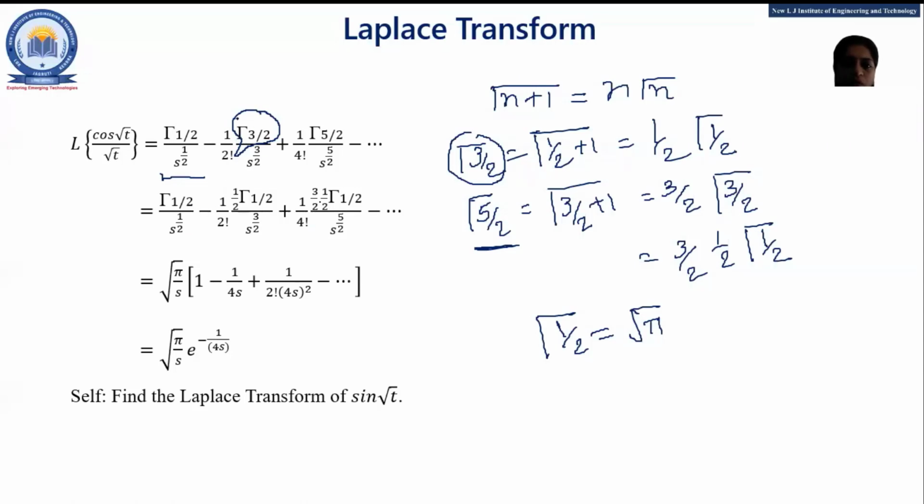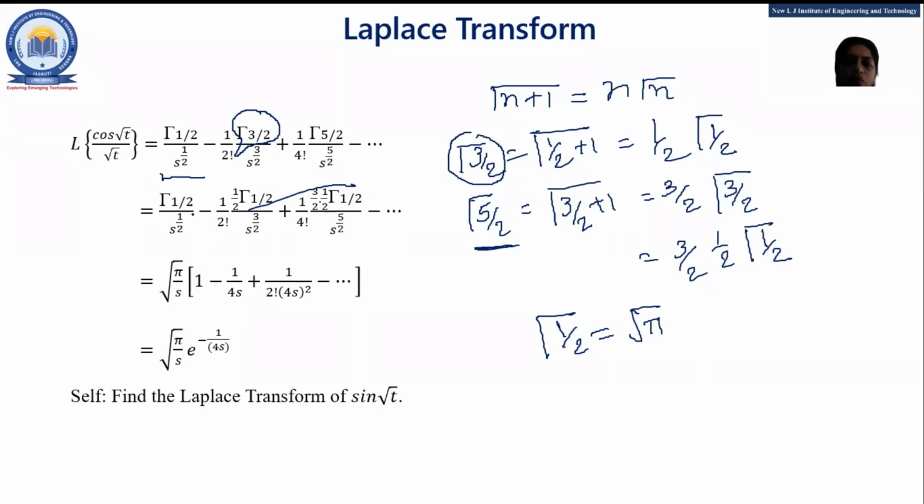So now see, the first term is gamma 1 half upon s raised to 1 half. The second term is 1 by 2 factorial, and this gamma 3 by 2 is 1 half gamma 1 half. This gamma 5 by 2 is 3 by 2, 1 by 2, gamma 1 half, with s raised to 5 by 2 kept the same. Now, in all numerators there is gamma 1 half, and gamma 1 half is root pi. So we keep root pi common from the numerator and s raised to 1 half from the denominator. So root pi upon root s will be common from all the terms.